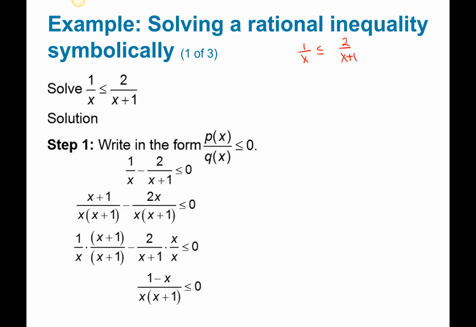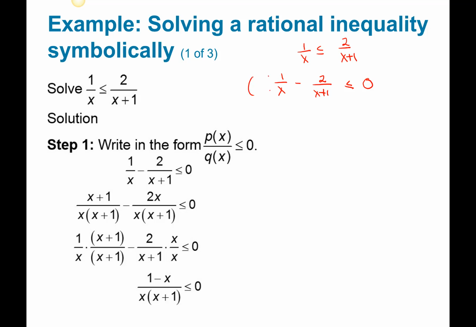The only reason that you flip an inequality is if you do what? Multiply or divide by a negative. Way to go, Jasmine. Okay, so unless we're multiplying or dividing by a negative, we're leaving it alone. So I'm going to rewrite this as 1 over x, subtract 2 over x plus 1, less than or equal to 0.